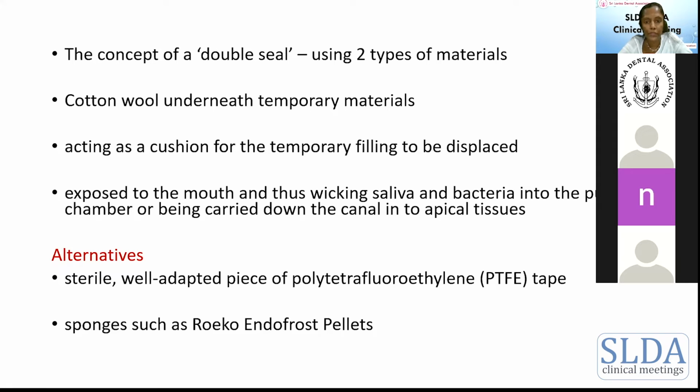Therefore, in the literature, it is mentioned that rather than placing a cotton roll or a small piece of cotton wool, they have recommended some alternatives, such as a sterile, well-adapted piece of polytetrafluoroethylene, that is PTFE tape, and sponges like Royco Endofrost pellets. So these are some recommended materials to be used as alternatives for cotton wool.